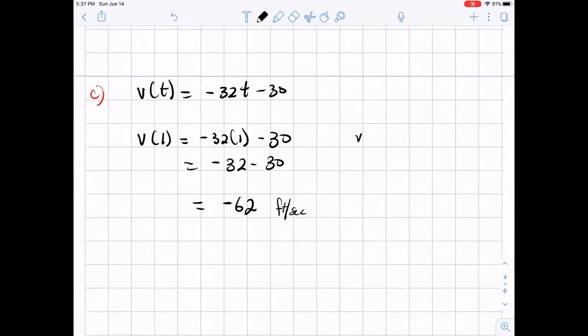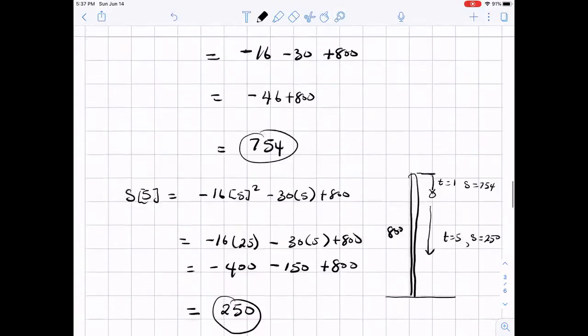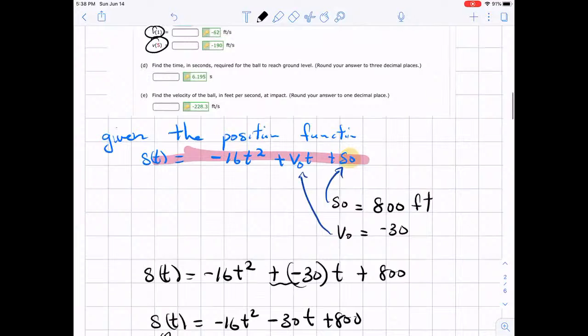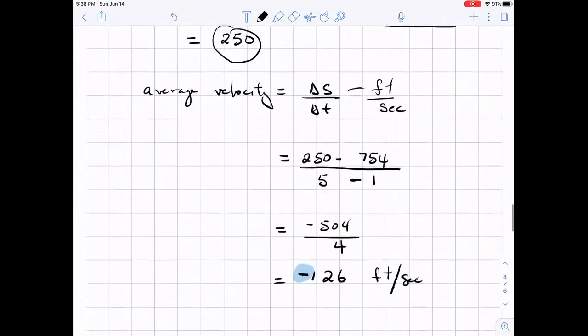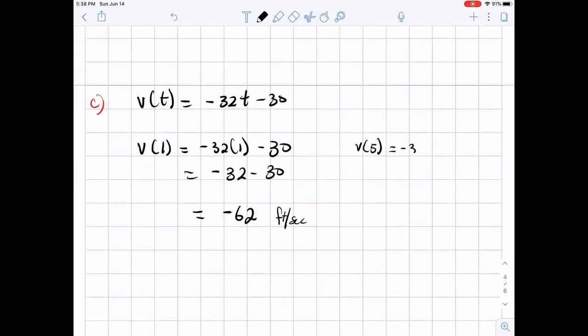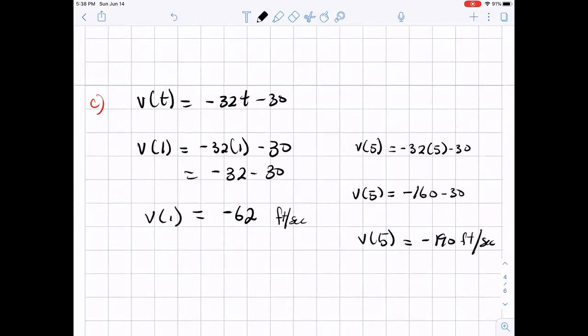And then v of 5, I believe they ask you for. Go back and look at it. Too much scrolling back and forth. V of 5, yes. V of 5 would be minus 32 times 5 minus 30. So v of 5 will be equal to minus 32 times 5. That becomes negative 160 minus 30. So v of 5 is equal to minus 190 feet per second. This is v of 1.